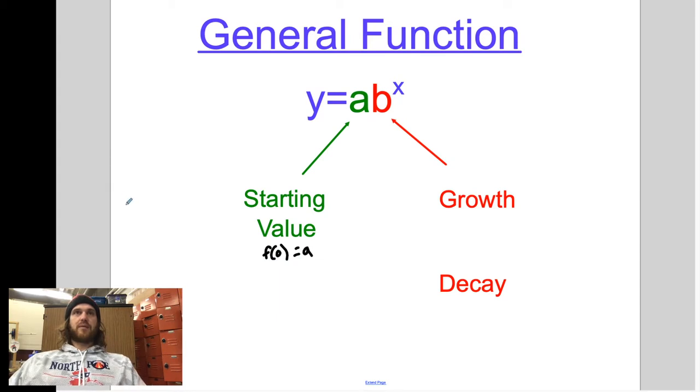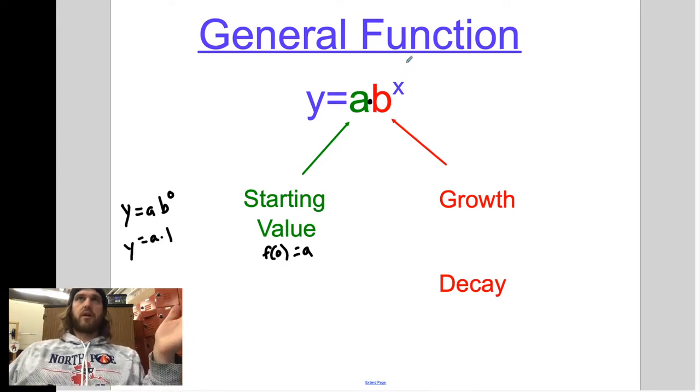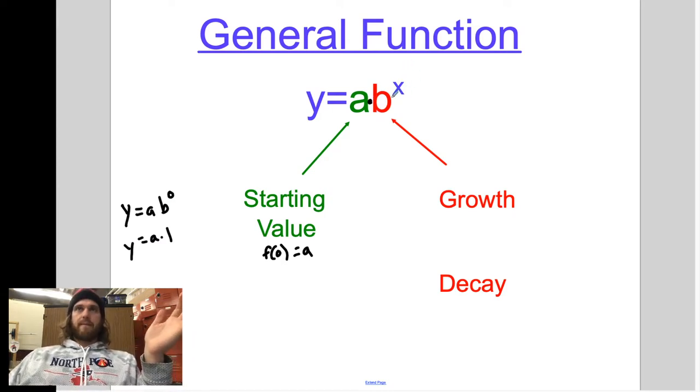And you can see that because if you plug in 0 for x, even in this general case, y equals a times b to the 0. Well, b to the 0 is always going to be 1, right? Doesn't matter. That's going to go to 1, and you just end up with a. So if you have a number that's being multiplied out front here, that is going to be kind of our starting value of our graph.